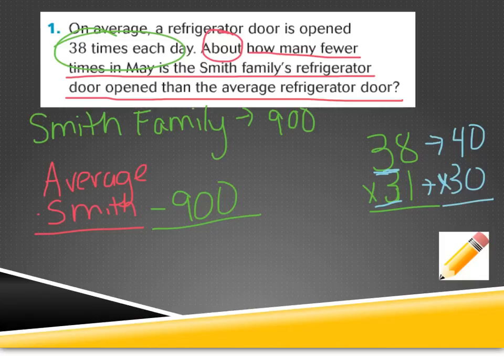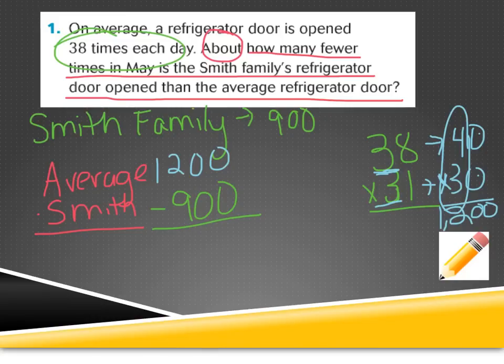Now I'm going to multiply using my basic fact. 4 times 3 is 12. With my two zeros, the average refrigerator is opened about 1,200 times in May. To answer my question now, I need to subtract 1,200 minus 900.